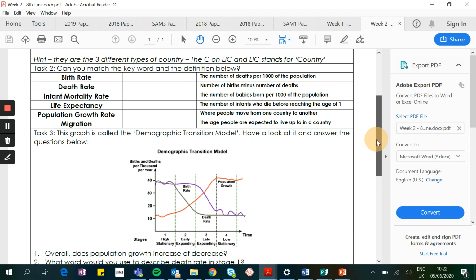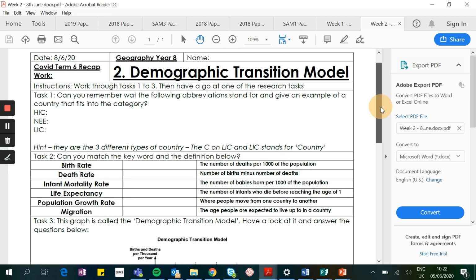As always, email your teacher if you've got any problems or any issues with any of the work. There will be a PDF version and a Word version of the worksheet on Show My Homework, so you pick which one's best for you. And if all you can do is look at it on a screen and write on just a blank piece of paper, that's totally fine. Just make sure you put your name on it and the date and the task numbers down the side. Okay, thank you very much.